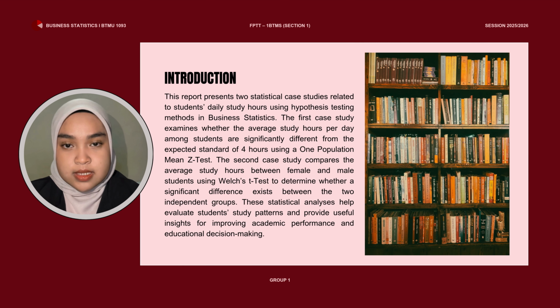So, as starters, let me say that this report focuses on student study hours and applies hypothesis testing methods in business statistics to analyze it. For the first case study, we investigate whether the average study hours per day are significantly different from the expected 4 hours. For the second case study, we compare the average study hours between female and male students to determine whether gender affects study behavior. This analysis helps educational institutions understand student study patterns and also improve academic support.